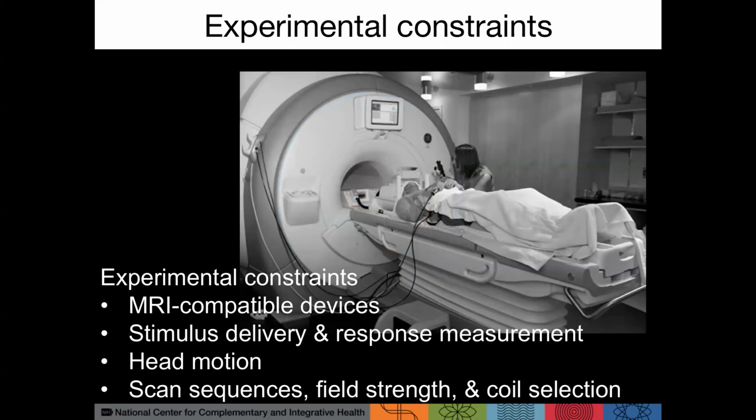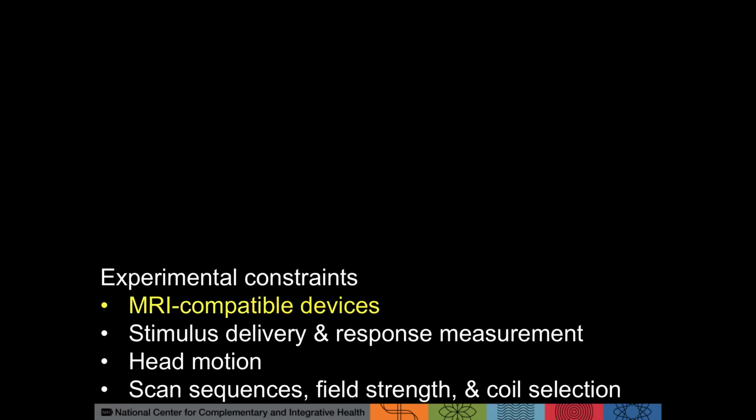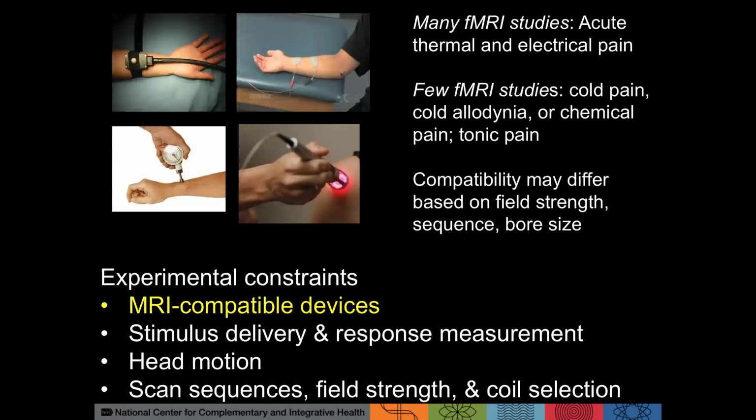A second huge issue is the constraints that affect the experiments themselves. So once again, it is a big magnet, and this means that we can only use MRI compatible devices that are not affected by the magnetic field, that don't have any metal components. And so for that reason, we have many fMRI studies that administer acute thermal pain, as well as electric shock, and some other people are getting pressure devices that are able to be administered in the scanner, or laser, but that's very few.